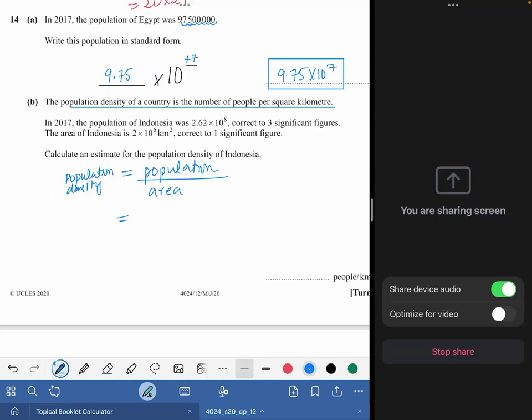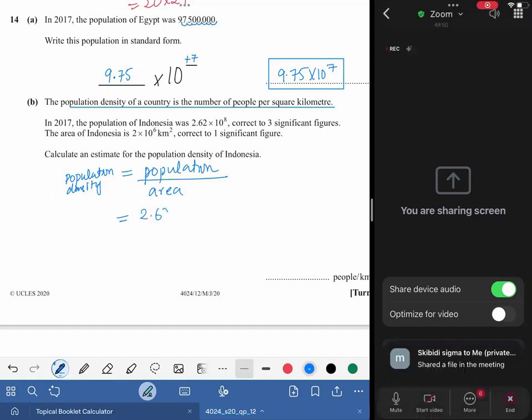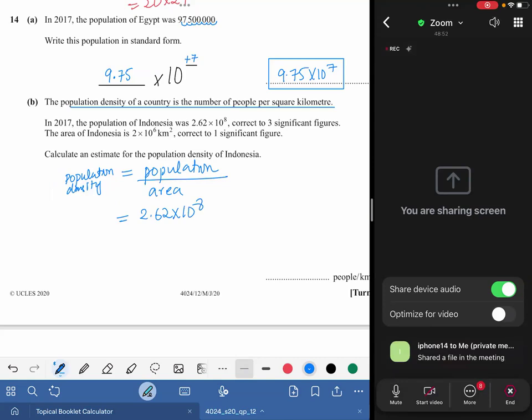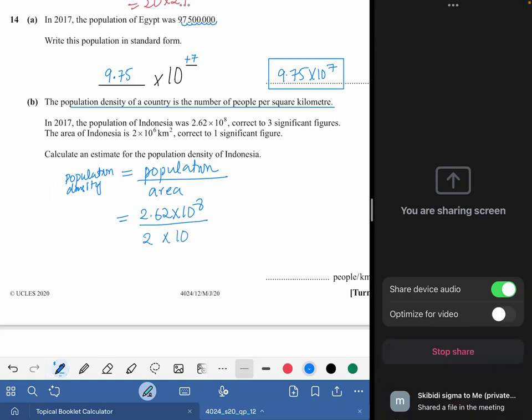What is the population of Indonesia? 2.62 multiplied with 10 power 8, and then divided by the area of Indonesia, which is 2 multiplied with 10 power 6.